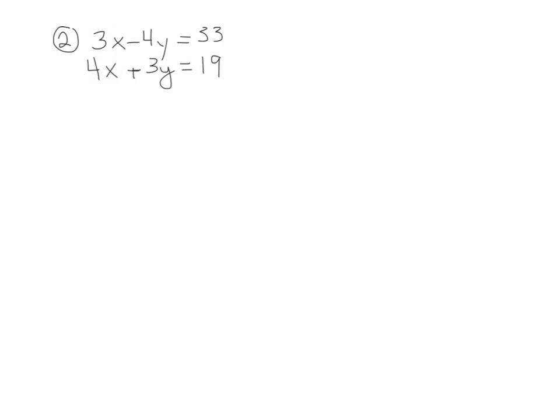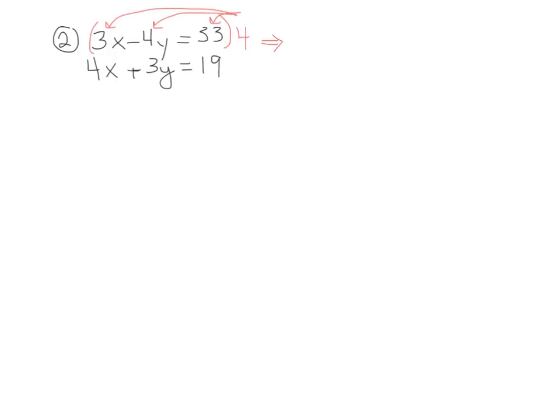I have to change them both this time. 3 and 4 can both go into 12. So I'm going to multiply the top equation by 4. So that means distribute this 4 to every single term. Every term. Most common mistake kids make, they forget to multiply it to every term. 1, 2, 3.